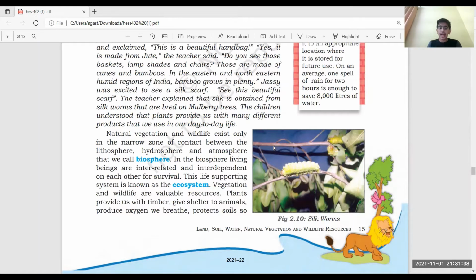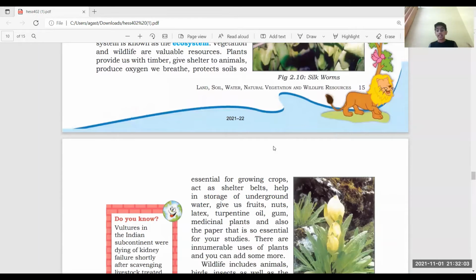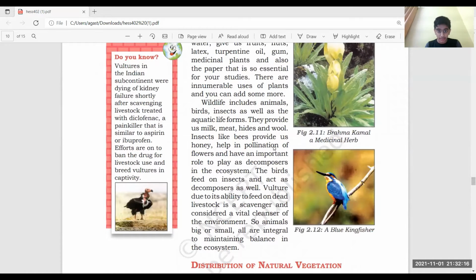Now, an ecosystem is a life supporting system. We know what an ecosystem is, because in this ecosystem, the animals or the species are in relation with the other species and their environmental habitat. Now, when we talk about uses of plants and vegetation, there are many things. It could be for oxygen, shelter, or for making many products like latex, turpentine, oil, gum. Even wildlife includes animals, birds, insects, as well as aquatic life forms. They provide us milk, heat, height, and warmth.